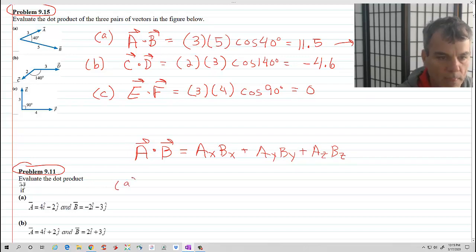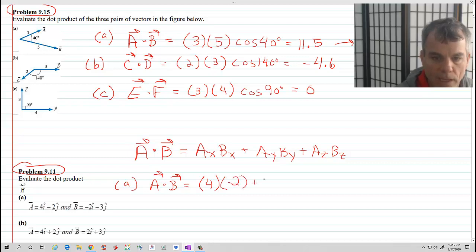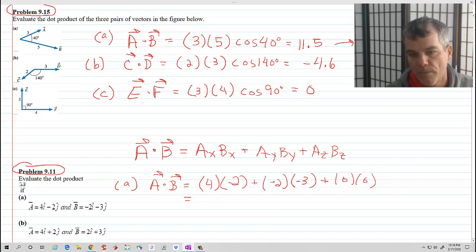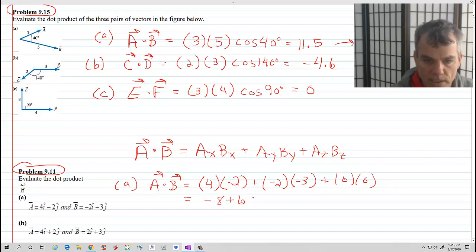So for a dot b, I take the x component of a, which is 4, times the x component of b, which is -2, and then I add the y component of a, which is -2, times the y component of b, which is -3, and then they don't have z components. So I have 4 times -2, which is -8, plus -2 times -3, which is 6. So we get -8 plus 6. My dot product is -2. And again, there really should be units on this.